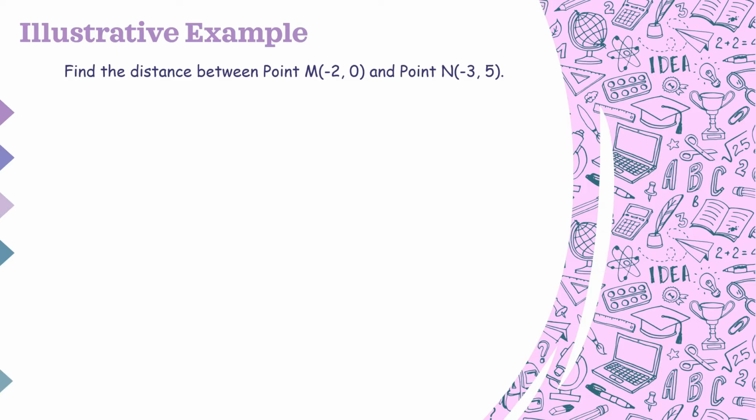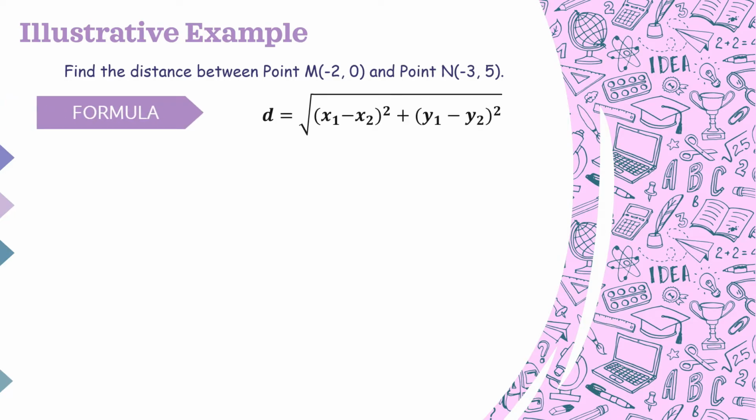So find the distance between point M with coordinates negative 2, 0 and point N with coordinates negative 3, 5. So step 1, write the formula. This equal to square root of quantity x sub 1 minus x sub 2 squared plus quantity y sub 1 minus y sub 2 squared. Step 2, you're going to assign x sub 1, y sub 1, x sub 2, y sub 2. So let's have the first point as x sub 1, y sub 1. Second point x sub 2 and y sub 2. But you can actually interchange the points. You will have the same answer.